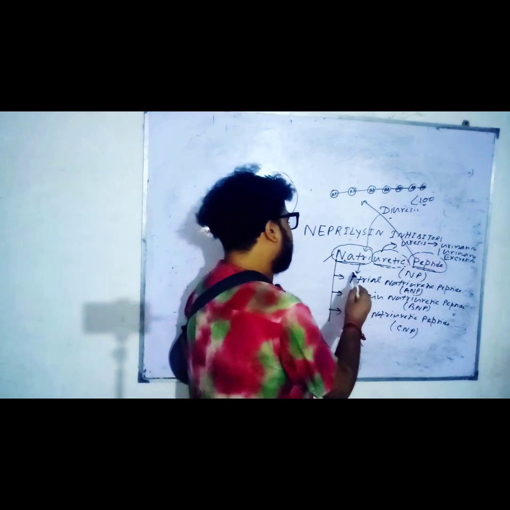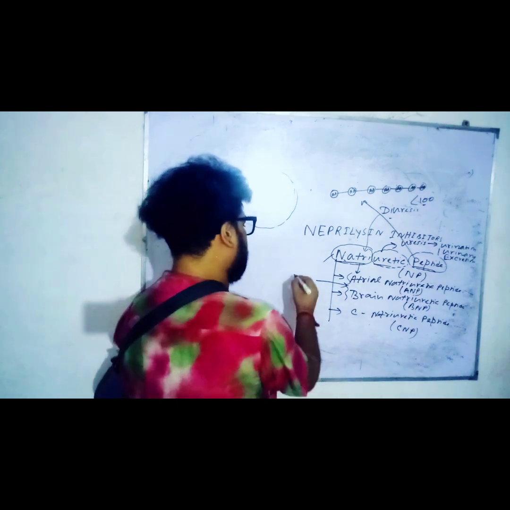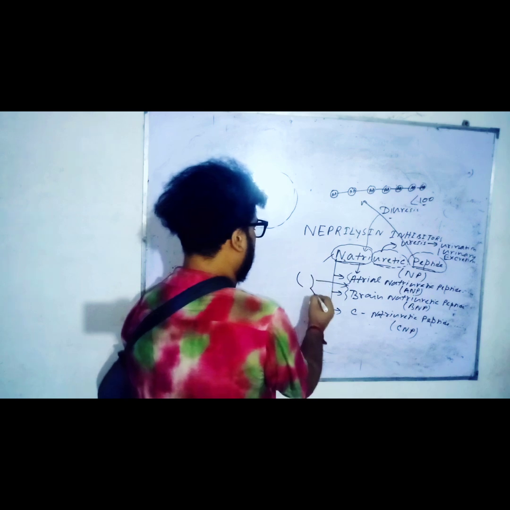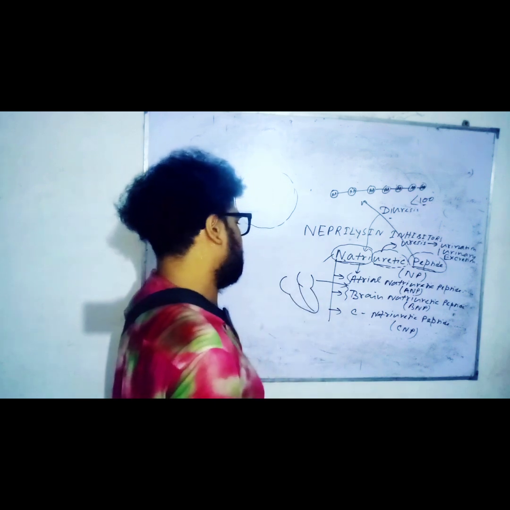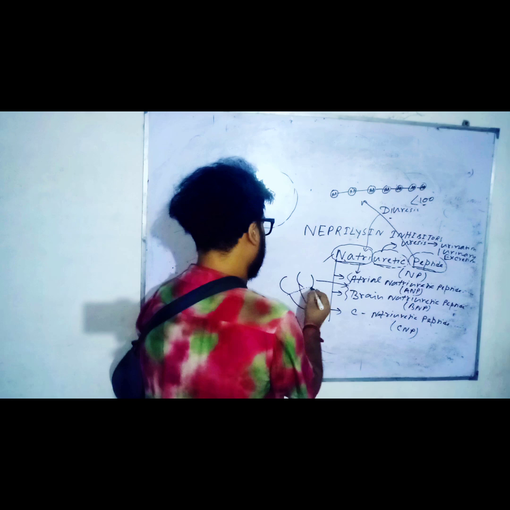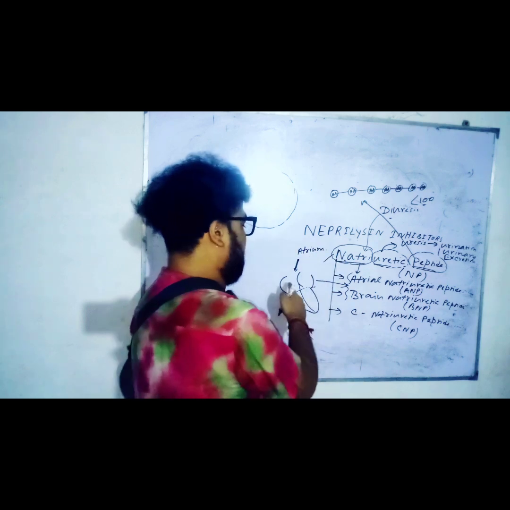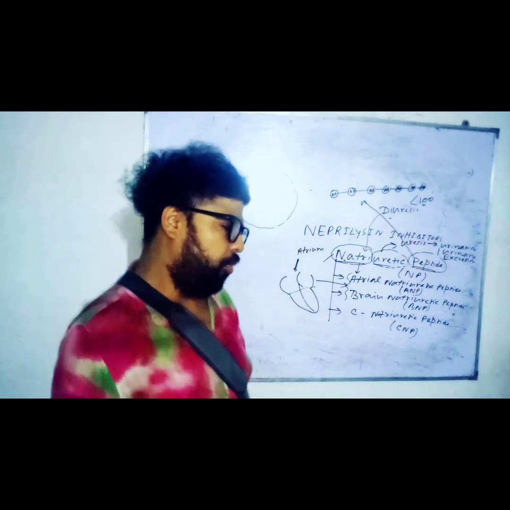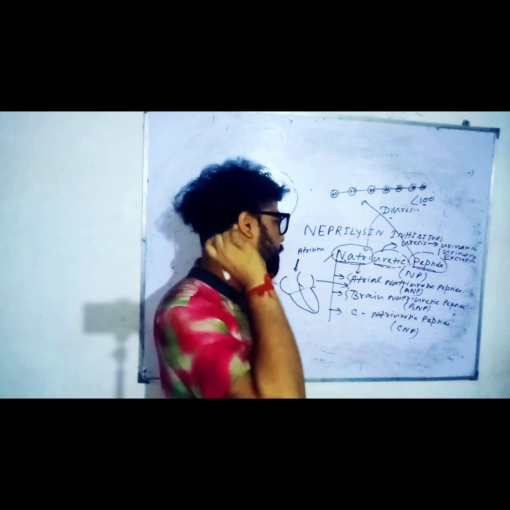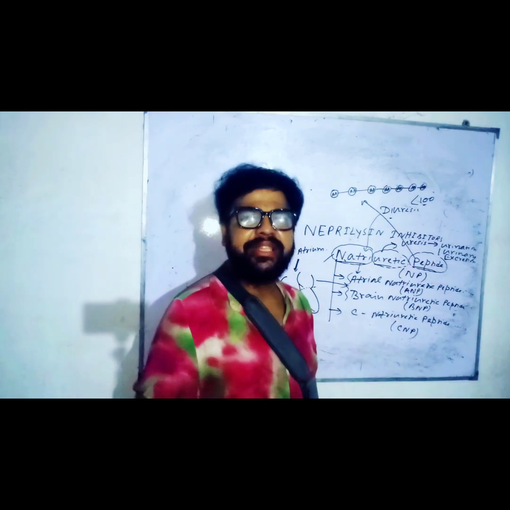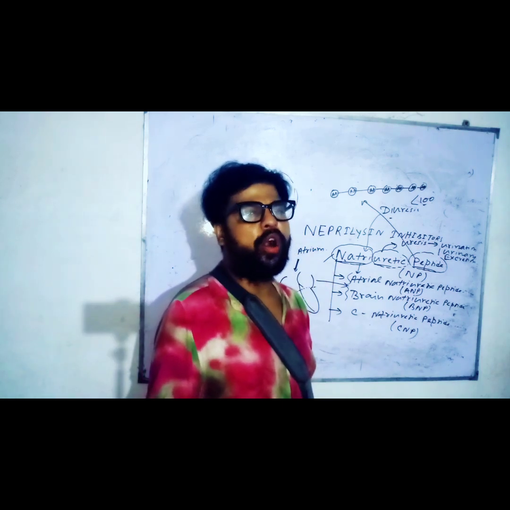Atrial natriuretic peptide and brain natriuretic peptide are both synthesized in the atrium of the heart. Suppose this is your heart, and these are the atria of the heart. This is the right atrium, this is the left atrium. Mostly they are most sensitive to the left atrium. They are synthesized in response to the mechanical stretch of the atrial muscle.